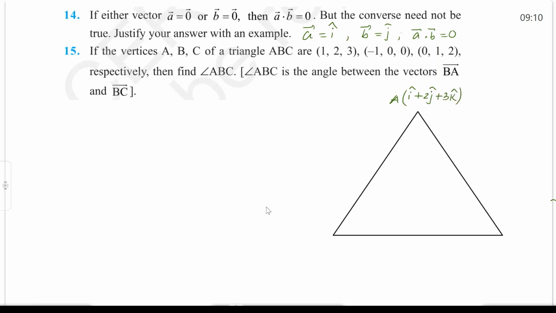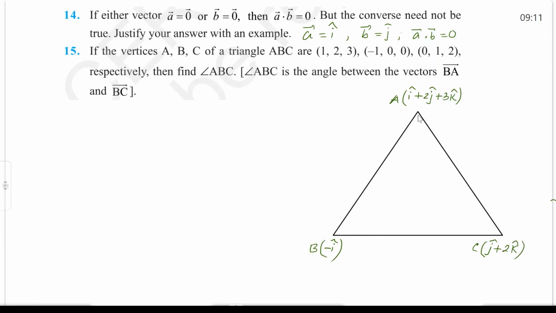This is the vertex A. Vertex B, its coordinate is given as minus 1, 0, 0, so the position vector is simply minus i cap only, because j cap and k cap are 0. And vertex C is given as 0, 1, 2, so it is simply j cap plus 2 k cap, because the i cap component is 0. So these are the position vectors of the vertices.